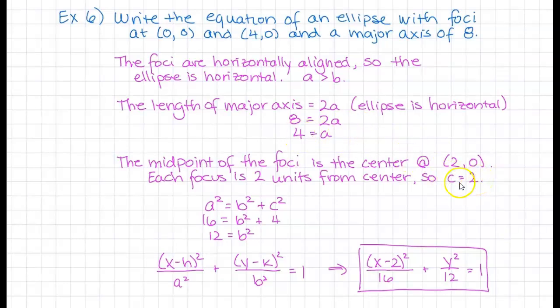Now we know what a is, we know what c is, and since a is greater than b, we have this equation right here. We can plug in our value for a, we can plug in our value for c, and we can solve for b. And again, we don't really care about b, we just care about b squared, so I didn't even bother with b. And then plug in. Our center was at 2, 0, so we have x minus 2 and y minus 0, or just y. And then a was 4, so 4 squared is 16, and we already know b squared is 12, and there we go.